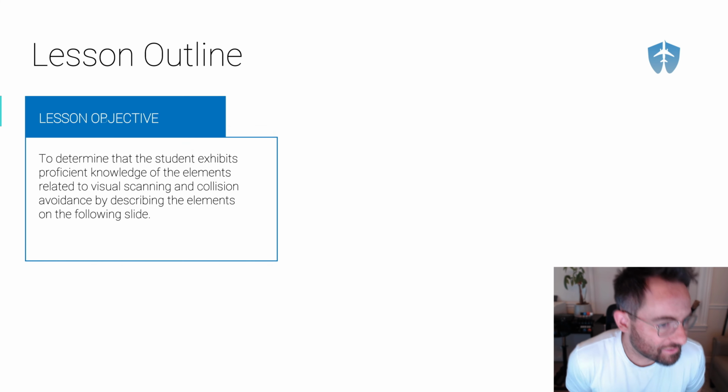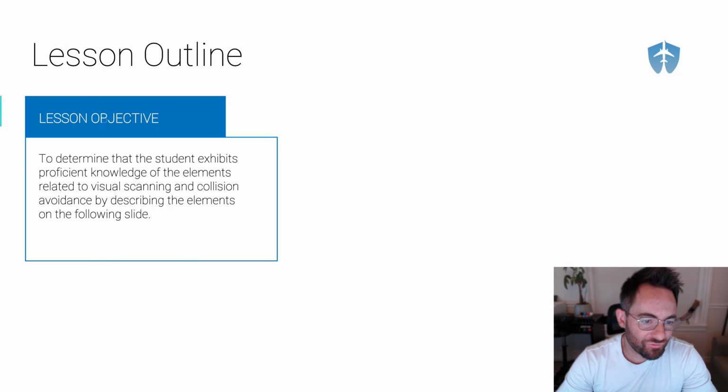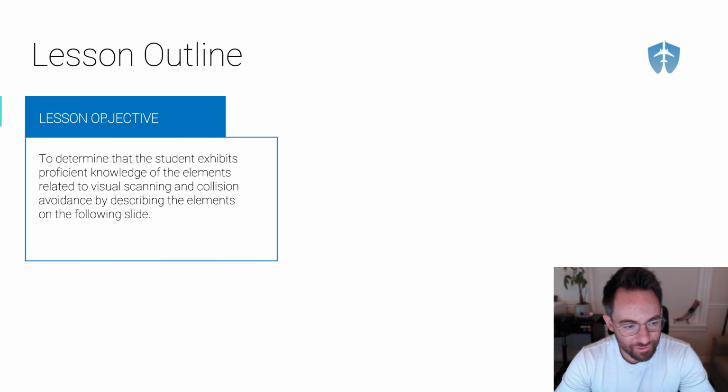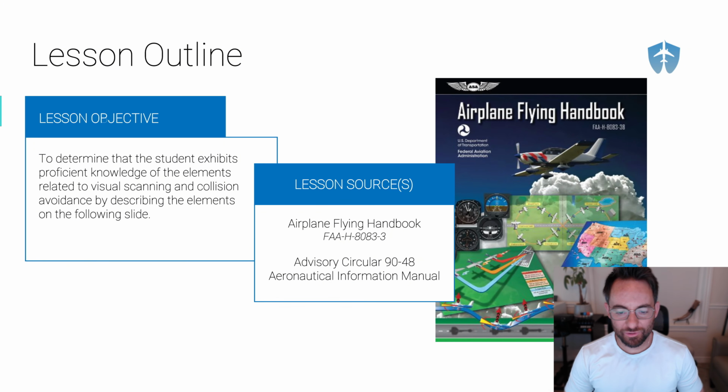For our lesson objective today, it is to determine that you as a student exhibit proficient knowledge of the elements related to visual scanning and collision avoidance by describing the elements on the following slide. Today we're using the Airplane Flying Handbook, Advisory Circular 90-48, and the Aeronautical Information Manual, the AIM.